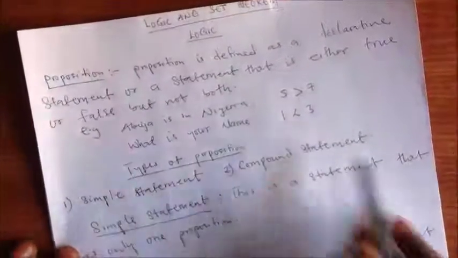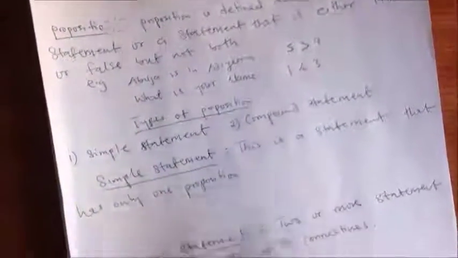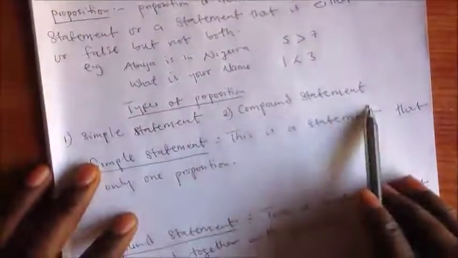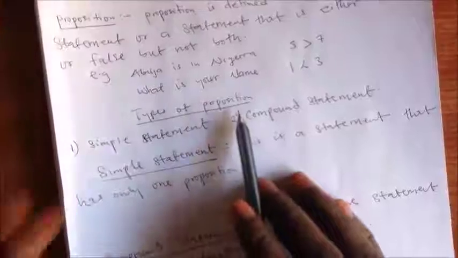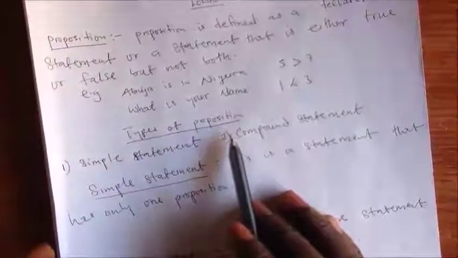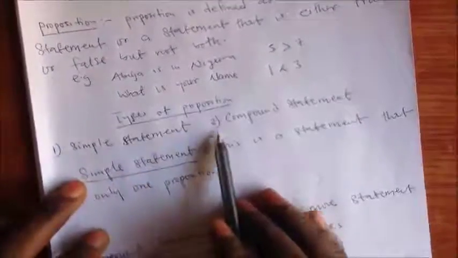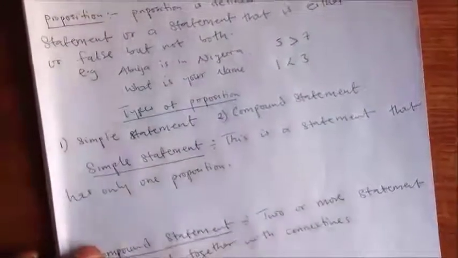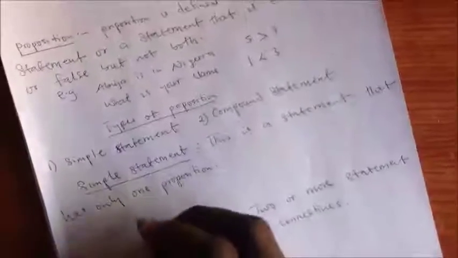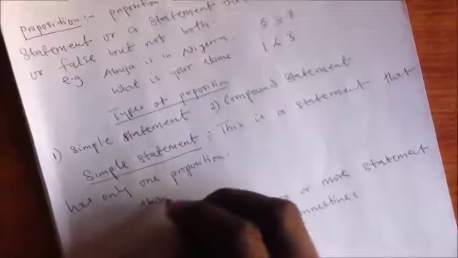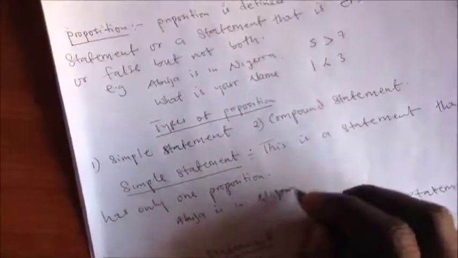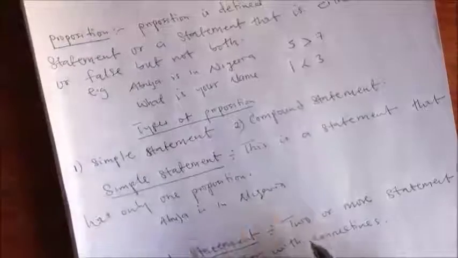Then we have types of proposition. We have 2 types: simple statement and compound statement. Because when you say proposition, we're talking about a declarative statement, as in the definition we made above. A simple statement is a type of statement that has only one proposition. For example, Abuja is in Nigeria. You see, this is only one statement.